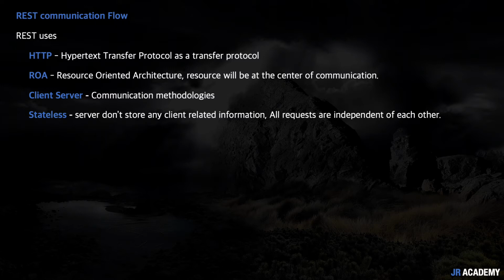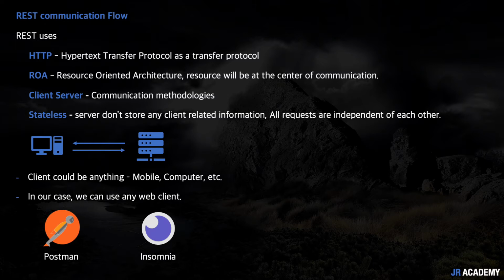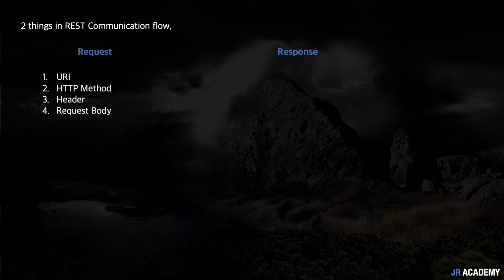Communication starts when the client sends a request to the server with proper structure, and according to that request, the server responds. And here the client could be anything. It could be any kind of device such as mobile phones or computers. But in our case, we can use any web client such as Postman or Insomnia. In this communication flow, we have two things, a request and a response. In the request, we have URI, HTTP method, header, and request body. And in the response, we have response body and HTTP response code.